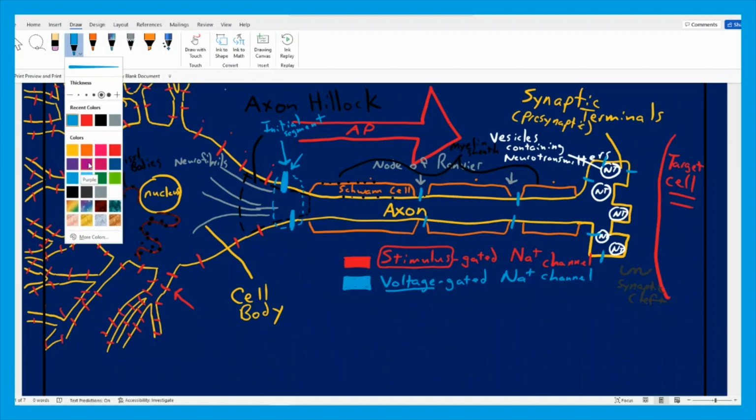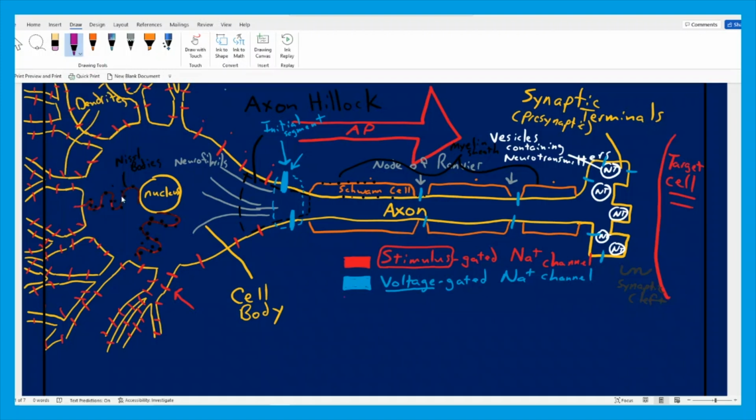Changing colors in my drawing. Let's go with, I think, purple. This would be my voltage-gated potassium ion channel. We have those two.